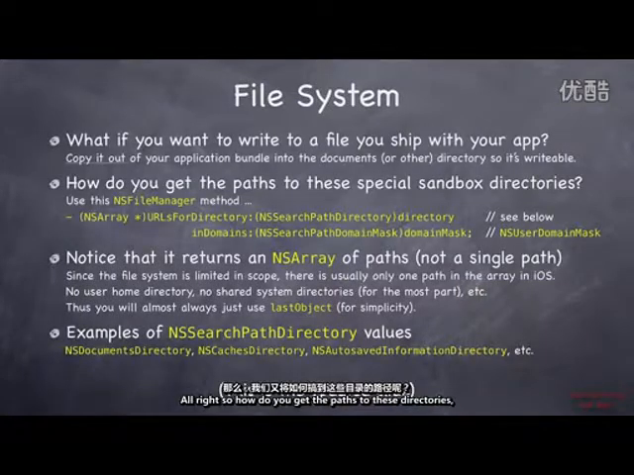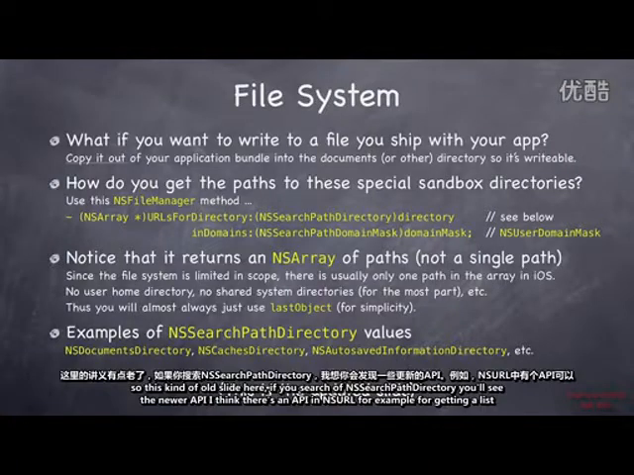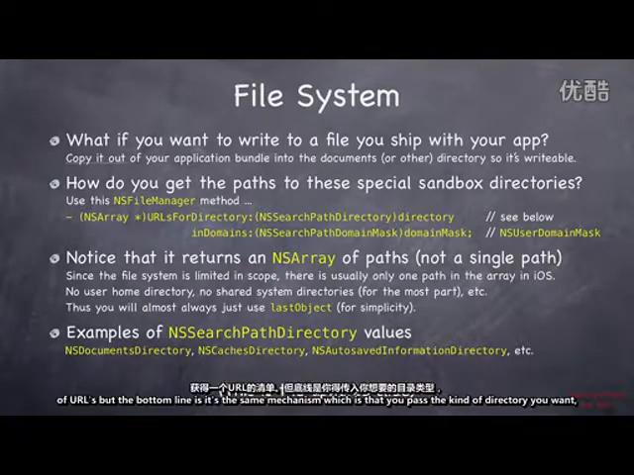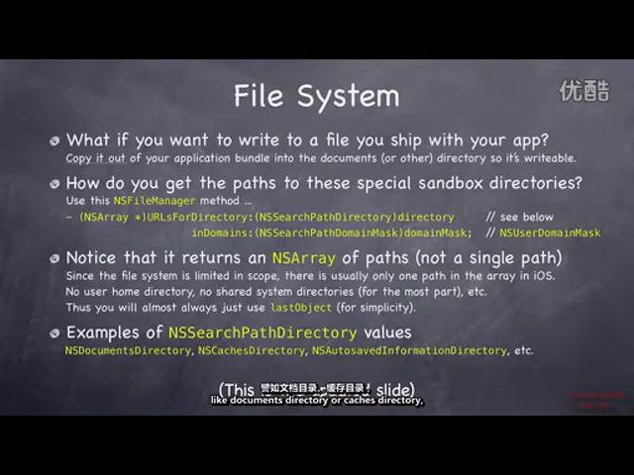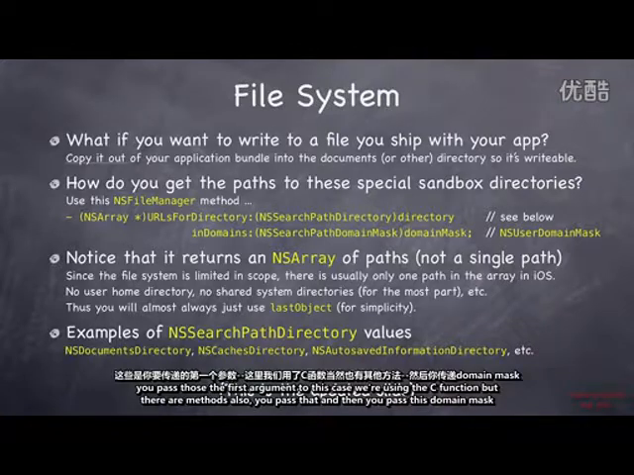All right, so how do you get the paths to these directories? This is kind of an old slide here. If you search for NSSearchPathDirectory, you'll see the newer API. I think there's an API in NSURL, for example, for getting a list of URLs. But the bottom line is that it's the same mechanism, which is that you pass the kind of directory you want, like documents directory or caches directory. You see the things at the very bottom of this slide. You pass that as the first argument.